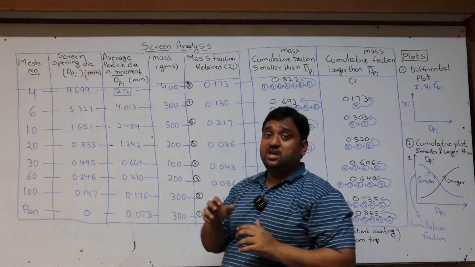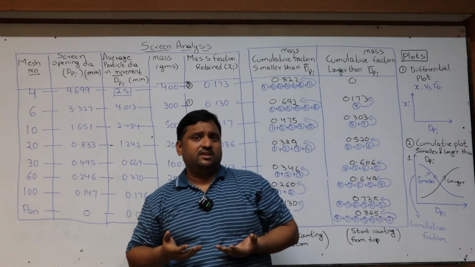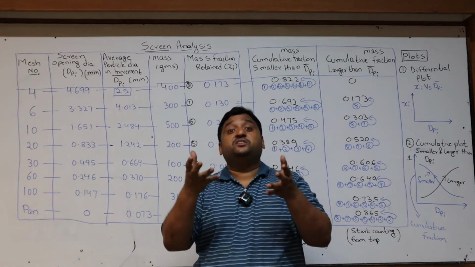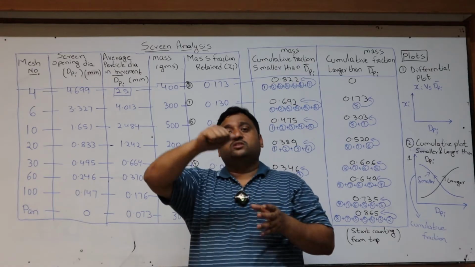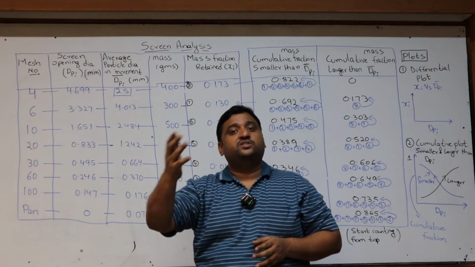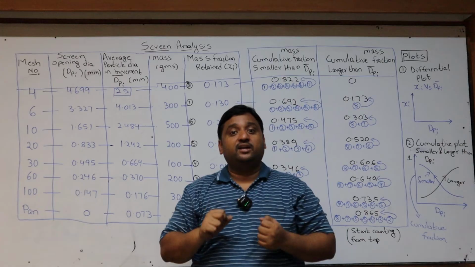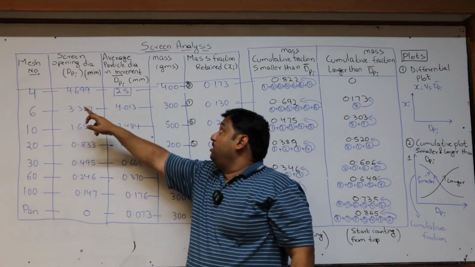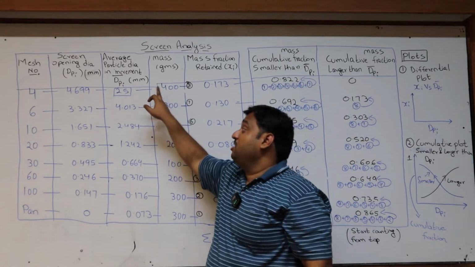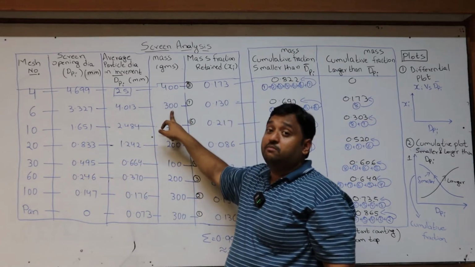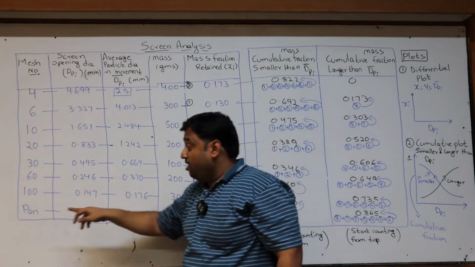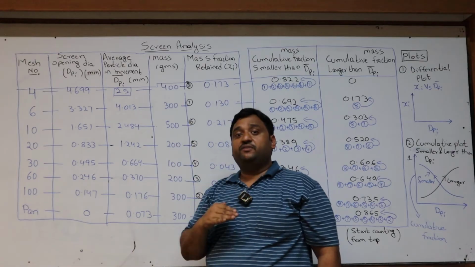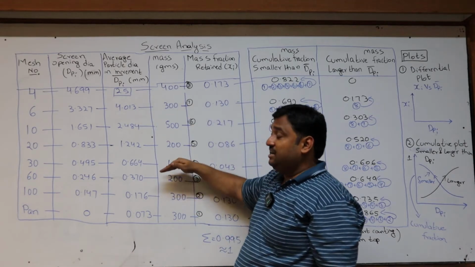Next is mass. Because we have done the screen analysis, on each and every screen we have to measure its mass. Take out screen number 4, go to the weighing balance, measure the amount of particles, measure its mass, and mention the mass here. On screen number 4, we have 400 grams of mass. On screen number 6, we have 300 grams of mass. Similarly, there are grams on each and every screen.